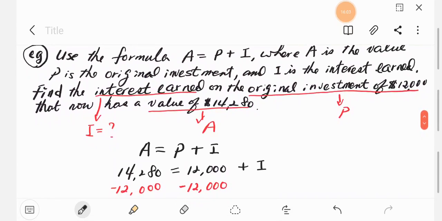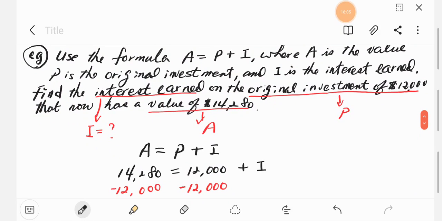So when you write an equation, in this example, the equation is already given. What we have to do is just replace each variable with the given numbers. So there are 3 variables, and the values of 2 variables are given, so that we can find the value of the 3rd variable. Okay.